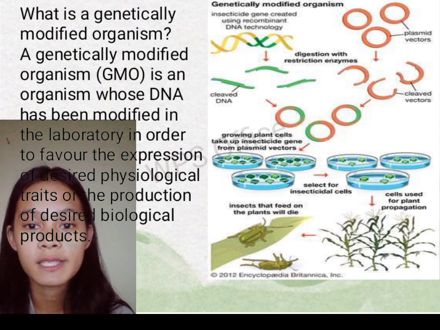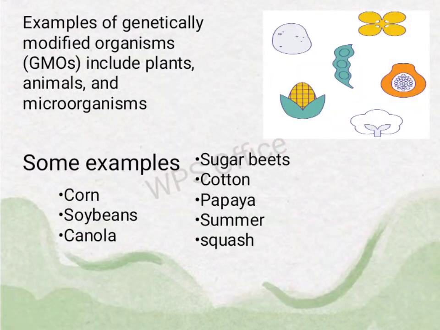Also, the FDA says that GMOs are as safe and healthful to eat as non-GMO foods. Examples of genetically modified organisms include plants, animals, and microorganisms. Some examples are corn, soybeans, canola, sugar beets, cotton, papaya, and summer squash.